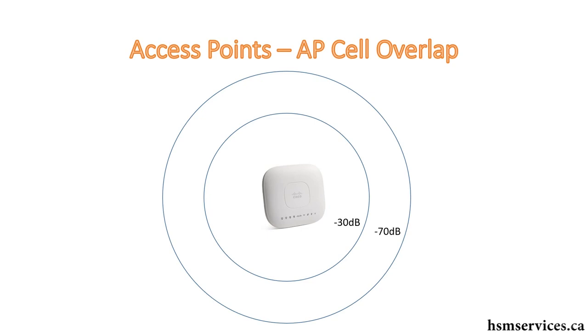Beyond that, we have no useful signal. That's assuming even that the signal to noise ratio is high enough. If we have a high noise here, then we might even decrease the size of the cell. But yeah, from the AP to the edge of the outermost circle, we call that the cell.